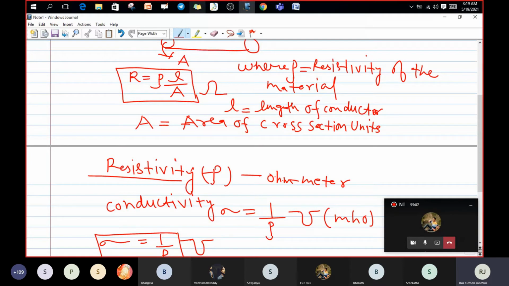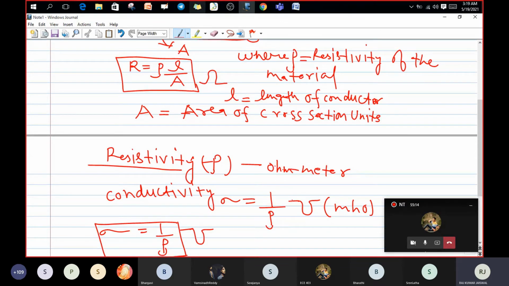Conductivity is inversely proportional to the resistivity, and that unit is mho or ohm inverse. Okay, guys, up to here is it clear? Shall we go next? Yes, sir. Okay, good. This is based on the length, the cross sectional area, and the material property. Next we'll see.